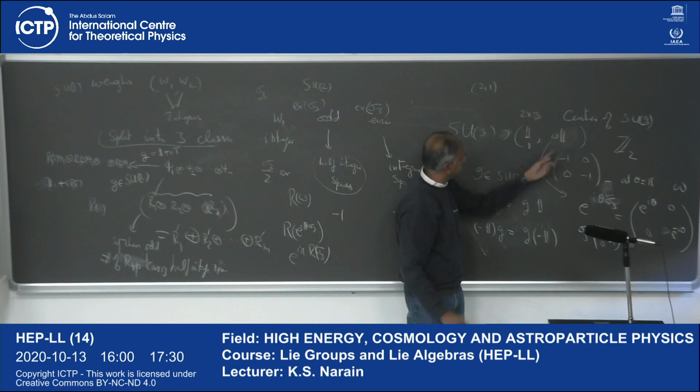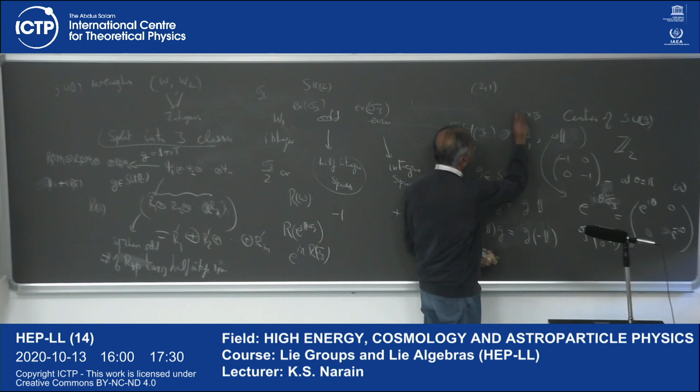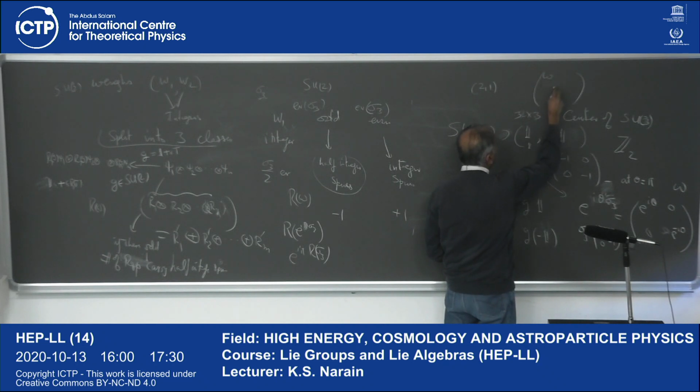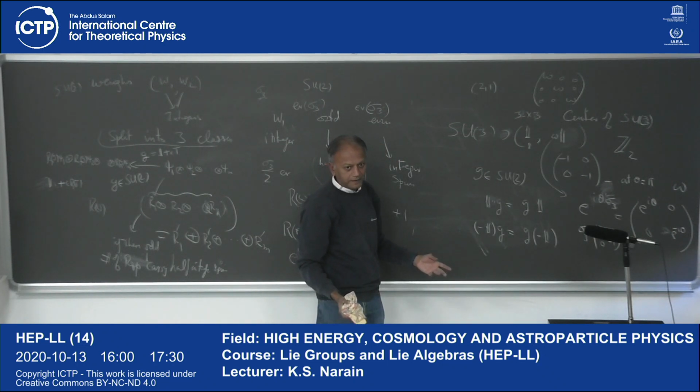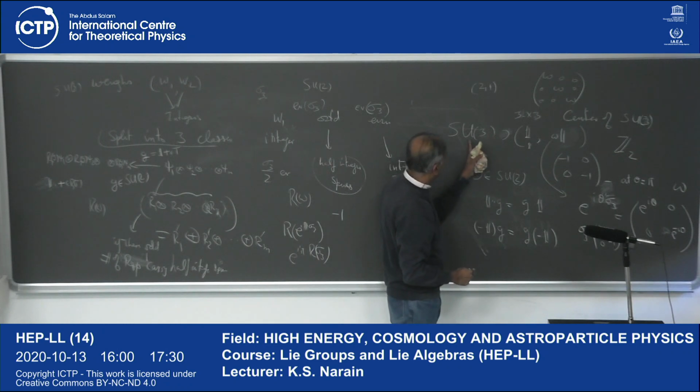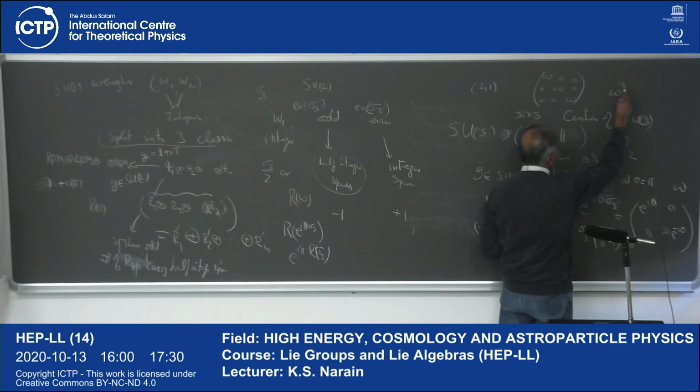Now these are 3 by 3 matrices. So if I write omega times identity, this is nothing else but omega, omega, omega, and 0 everywhere else. Now what is the determinant? It's omega cubed. So it will belong to SU3 provided omega cubed is 1.